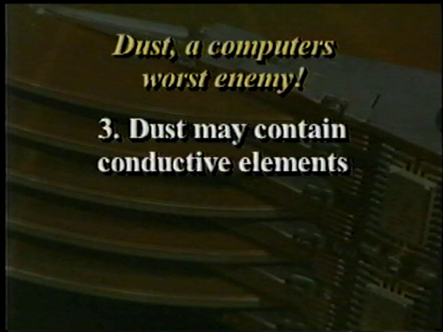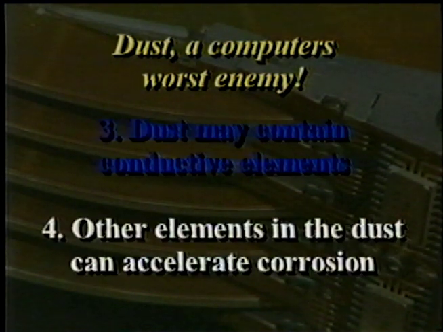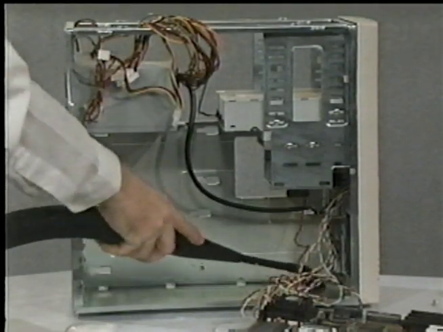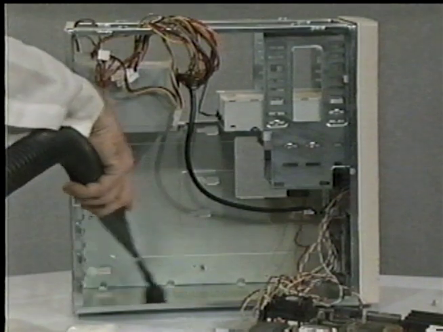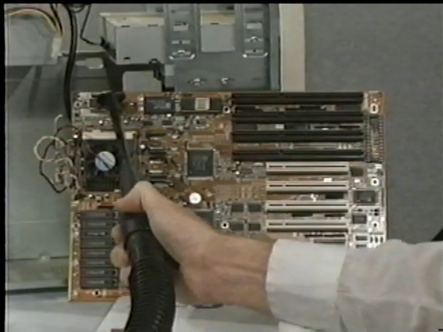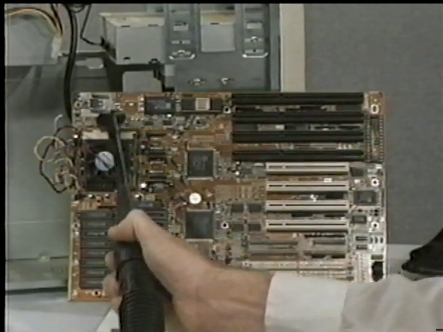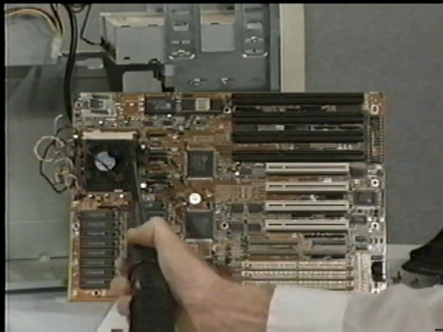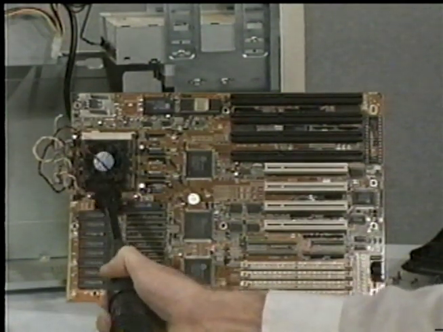Also, the dust may contain conductive elements that can cause partial short circuits. Other elements in the dust and dirt can accelerate corrosion of electrical contacts and cause improper connections. In all, the removal of any layer of dust and debris from within a computer system benefits the system in the long run. However, not cleaning a system can cause intermittent system problems, erratic operation, and eventually failure. We'll thoroughly clean our system in the next chapter.